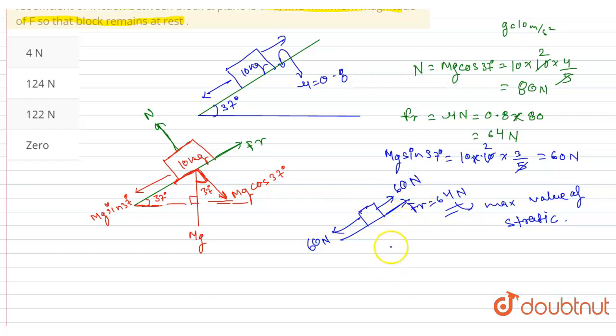So the net force on that block is 0. F net is equal to 0, which means the block remains at rest. So the block is at rest, so there is no need of any force, so the value of force is 0.